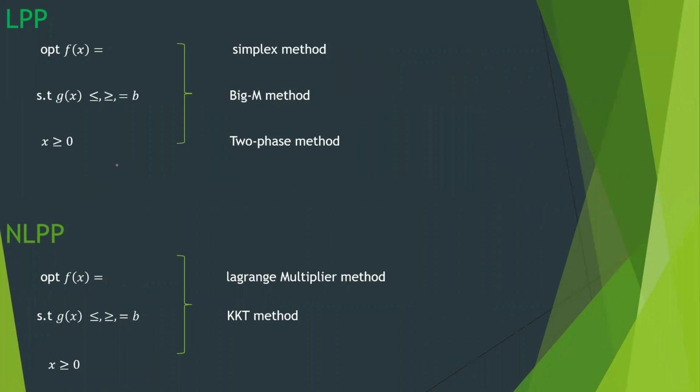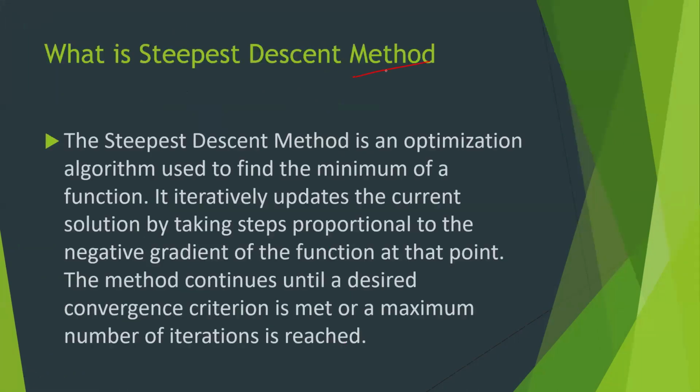Now, for solving linear programming problems, whether it's a constrained problem or an unconstrained problem, we know there are three methods, that is the simplex method, the big M method and the two-phase method. Basically the big M method is the extension of the two-phase method. For solving non-linear programming problems, we have the Lagrange multiplier method, and for some conditions we have the KKT method as well. So now, what is the steepest descent method?